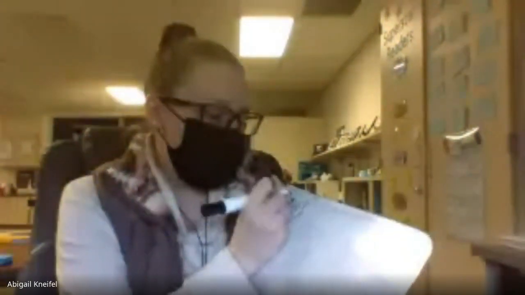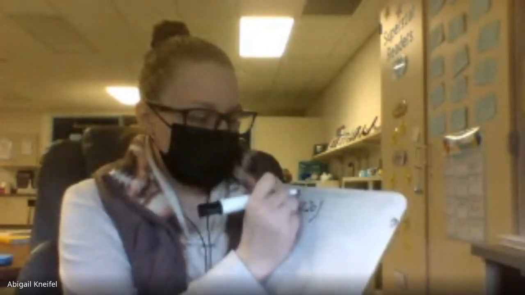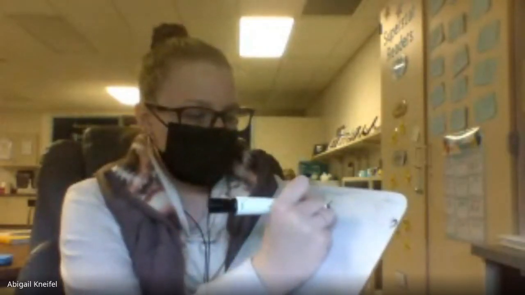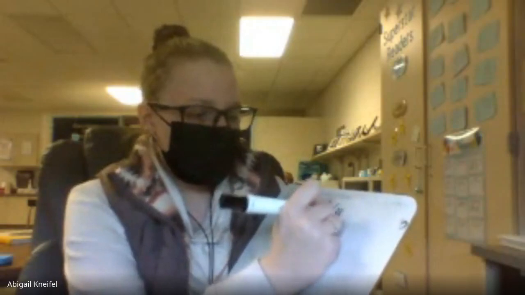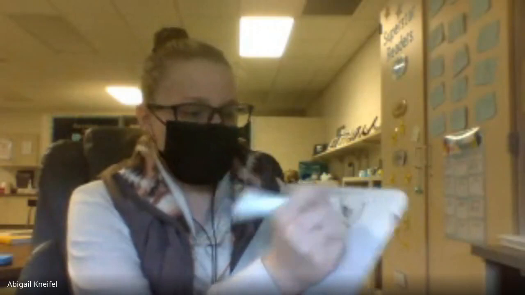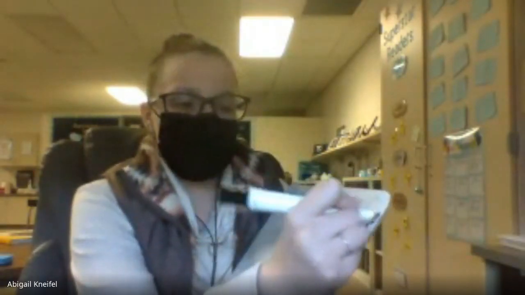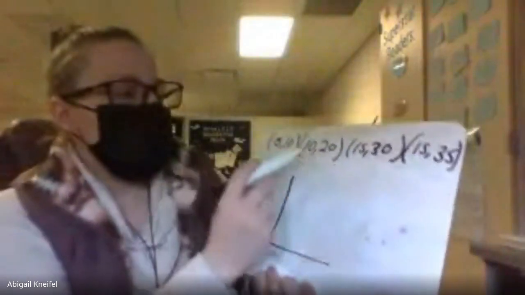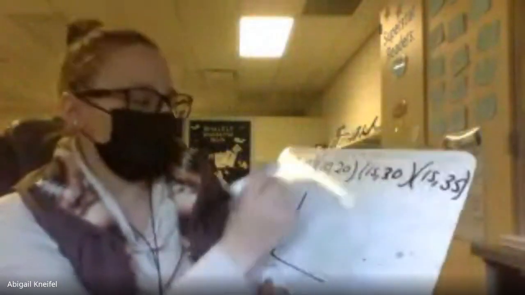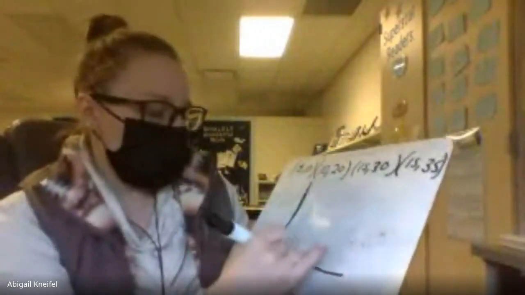5, 10, 10, 20, 15, 30. And then what if I had 15, 35? Okay, so I have 4 ordered pairs. My ordered pairs are 5, 10, 10, 20, 15, 30, 15, 35. So we need to decide what our numbers on the side are going to be.